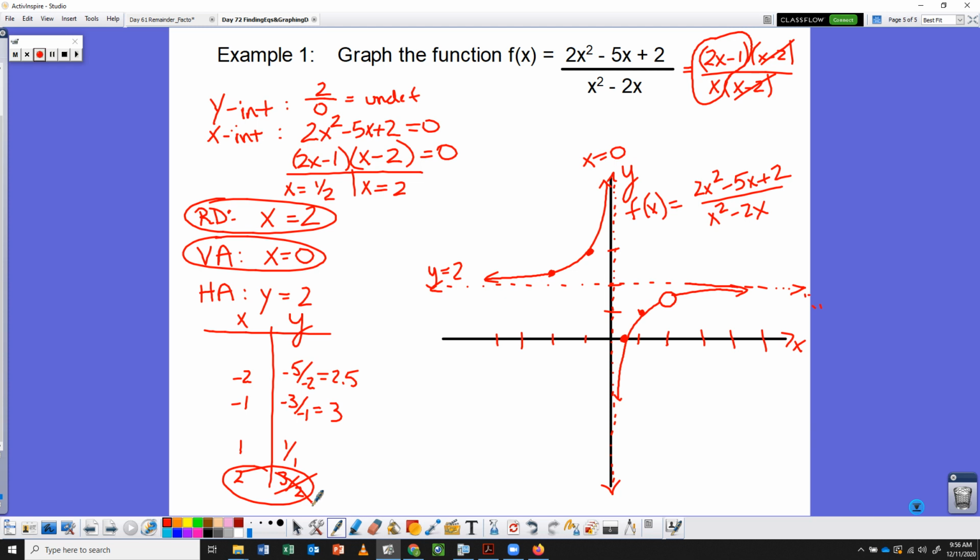Okay, so we're going to get some more practice with graphing these rational functions in the future. Actually, that'll be more tomorrow. But try the homework that I've given you for tonight.